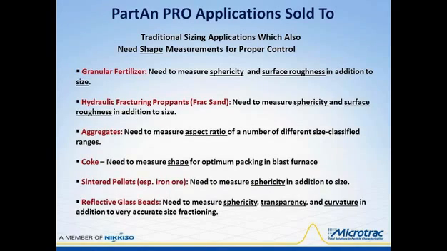In the coking process, shape needs to be measured for optimum packing in iron making, and similarly, sintered iron ore pellets need consistent size and sphericity for good packing and even melting in a blast furnace. Reflective glass beads used in highway coatings are optimized for performance when they have high sphericity, transparency, and curvature, a shape parameter not measured by other image analyzers.